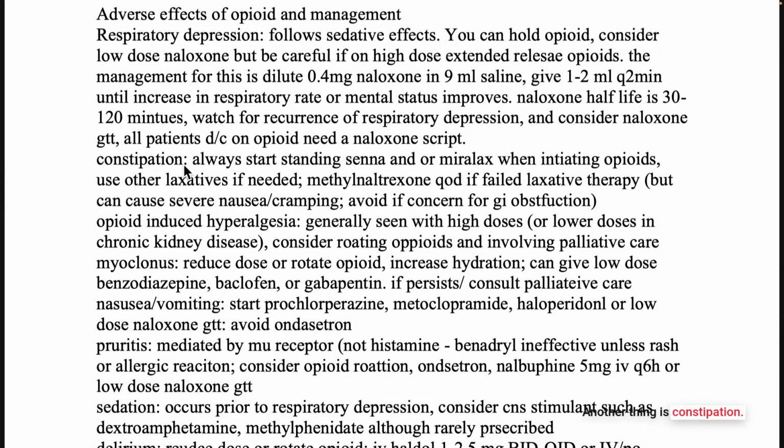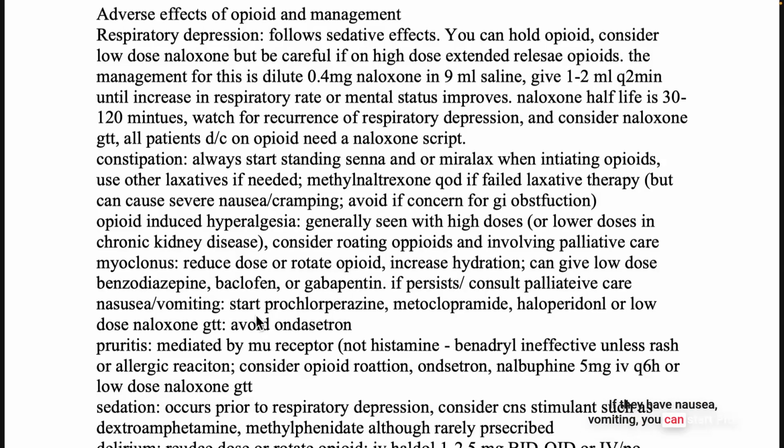Another thing is constipation. It's important to do Senna or Miralax. You can give methylnaltrexone daily if failed the laxative therapy. You can rotate the opioids, involve palliative. Then you have myoclonus, which is basically twitching of the muscles. You can reduce the dose or rotate opioid. Basically, if the patient's very symptomatic and they're complaining about this, you can rotate the opioid or reduce the dose. You can increase the hydration. You can give low-dose benzodiazepine, baclofen, or gabapentin. If this persists, you can consult palliative care.